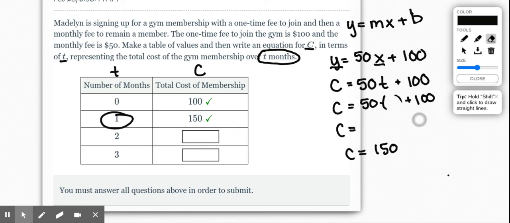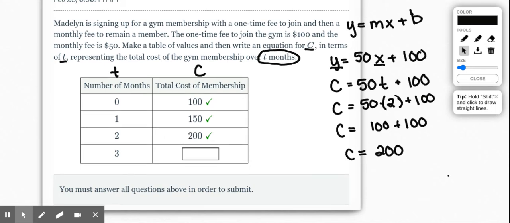Next, I'm going to see how much it would be in 2 months. If you want to pause the video now, you can calculate it and see if you come up with the same answer as me. So remember, we're plugging in 2 here. 50 times 2 is 100, plus the other 100. You should get that the total cost is 200. Again, if you want to pause it and check to see if your answer is correct for the last one.